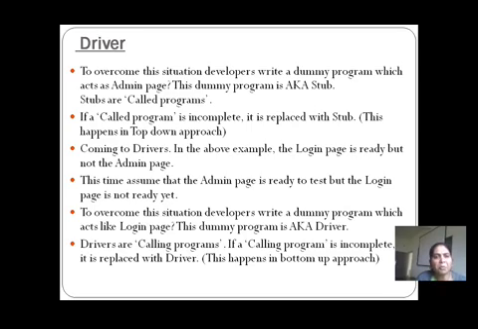If a called program is incomplete, it is replaced with the stub, and this happens in the top down approach. The stub is the dummy module of module B, the second module, that is nothing but the admin page. So the login page is dependent on the admin page, and if it is dependent on the admin page, we can say that it is replaced with the stub. That stub is nothing but the dummy module of my admin page.